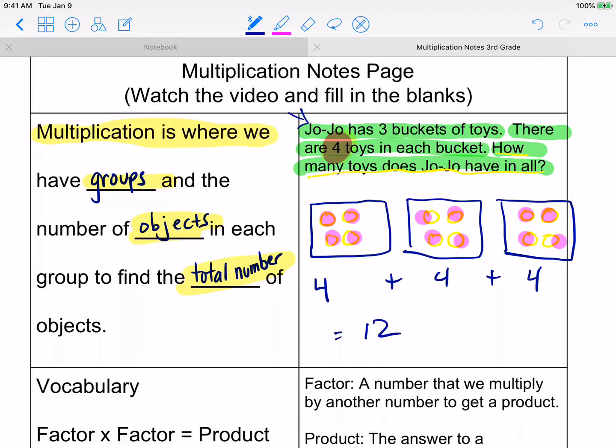Another way we can write that is we have, how many groups do we have? 1, 2, 3 because there were 3 buckets, and there were 4 toys in each bucket. 3 times 4 is equal to 12.